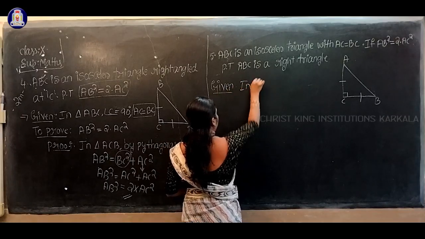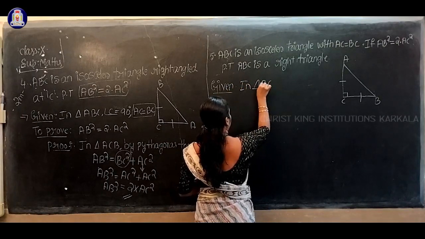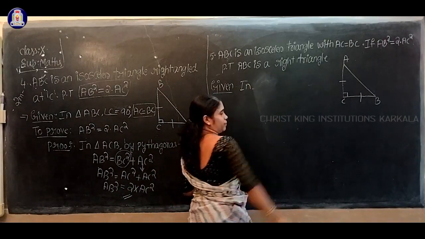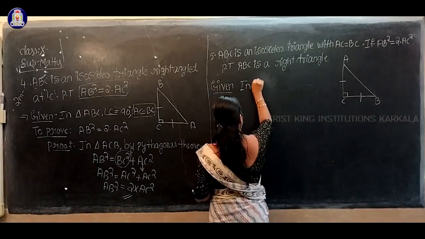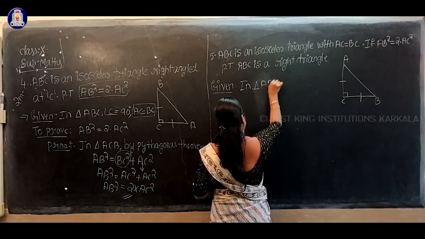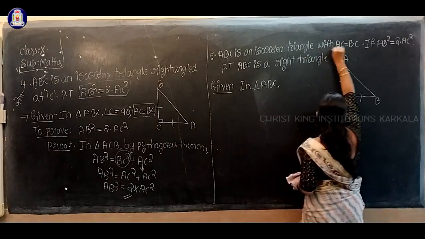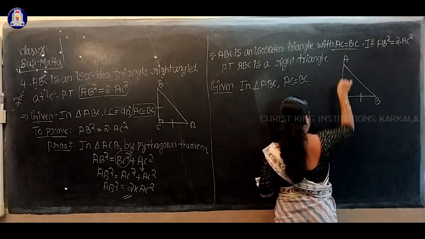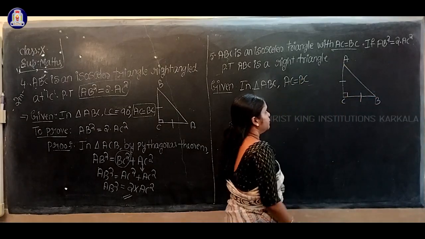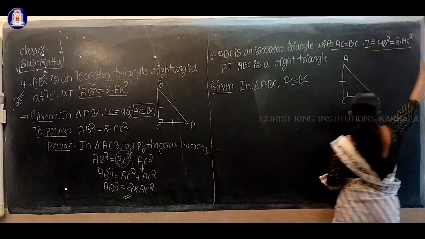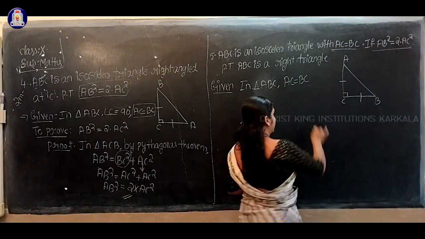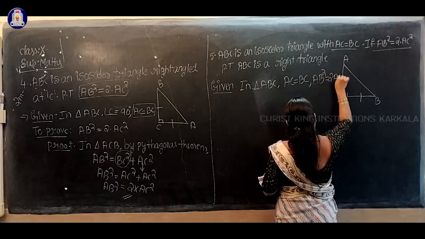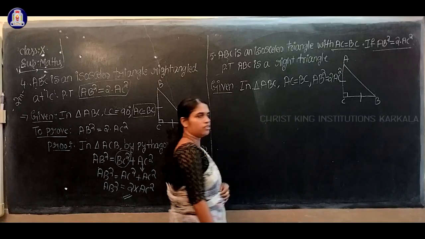So in triangle ABC, what have they given? First, AC is equal to BC, the length of side AC is equal to the length of side BC. Also given, AB square equal to 2 into AC square. This is what they have given in the question, isn't it?